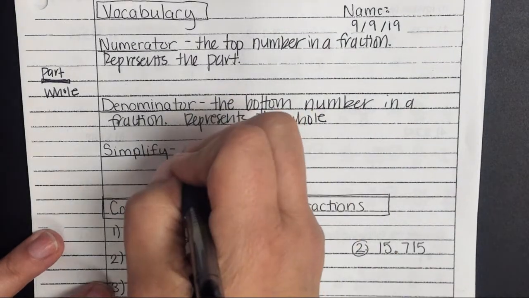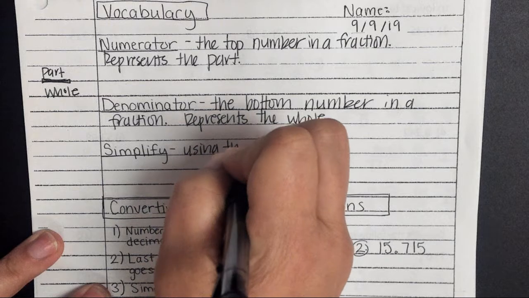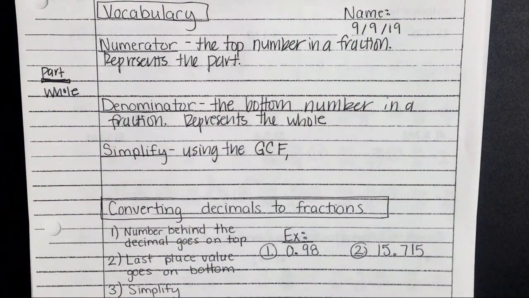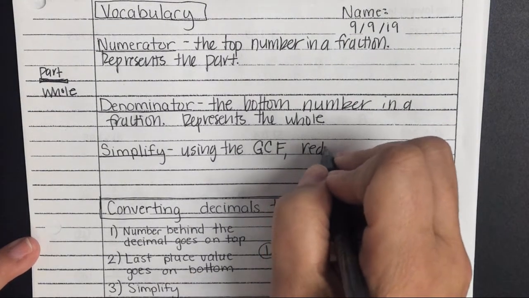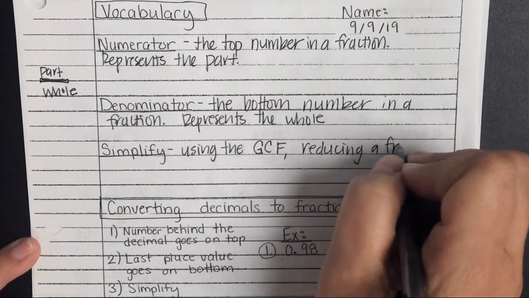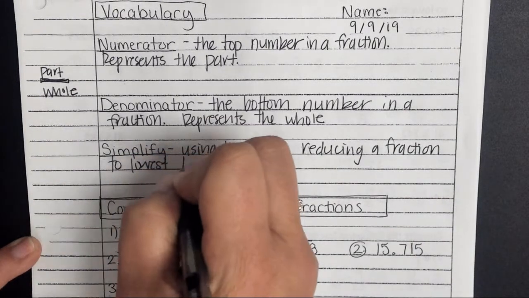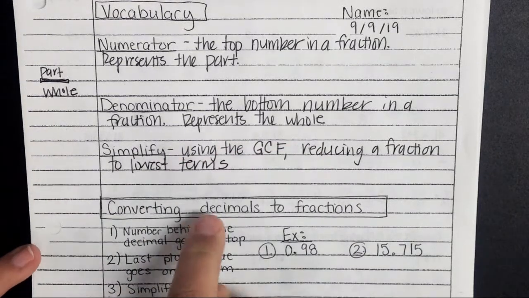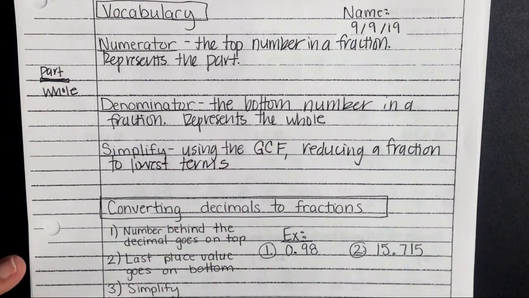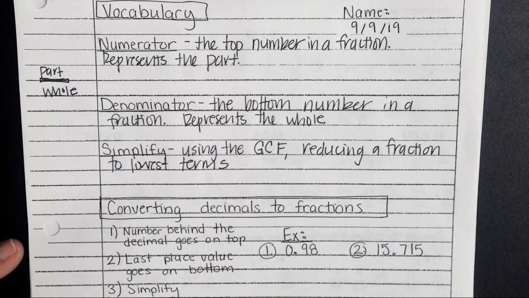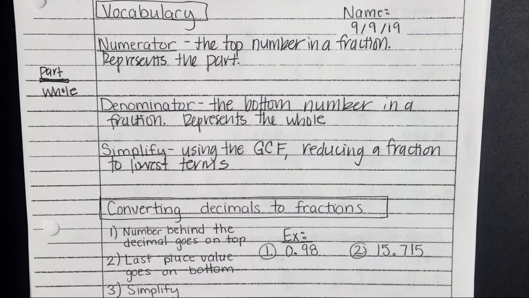So simplifying is going to be using the GCF. What is that? Absolutely. Using the greatest common factor, reducing a fraction to lowest terms. Now, what that means, lowest terms, when a fraction is in lowest terms, its greatest common factor is 1. 1 will be the only number that can go into both numbers evenly. If you think about 3/5, is there a number that can go into 3 and 5 evenly other than 1? Okay, so we know it's simplified.